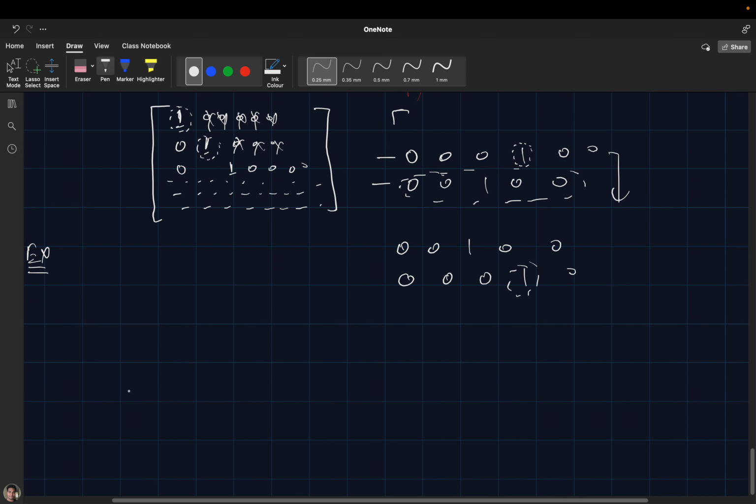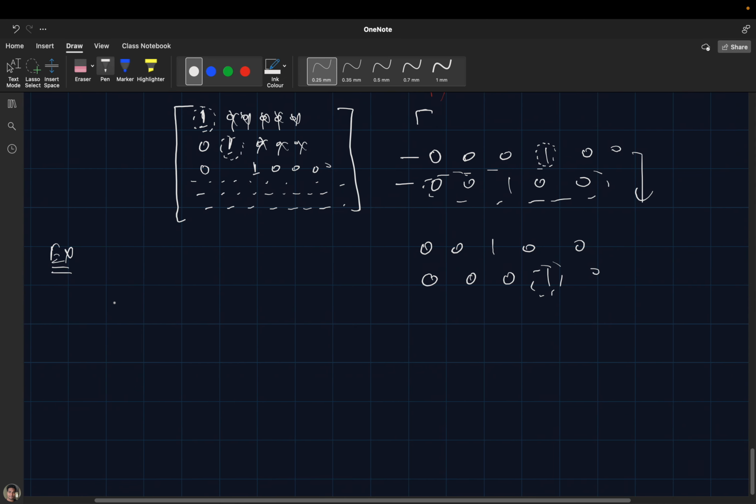So let's take an example. Suppose you have a matrix like this: 1 0 0 4, 0 1 0 7, 0 0 1 minus 1. Can someone tell me, is it a row reduced echelon form? Is it RREF?